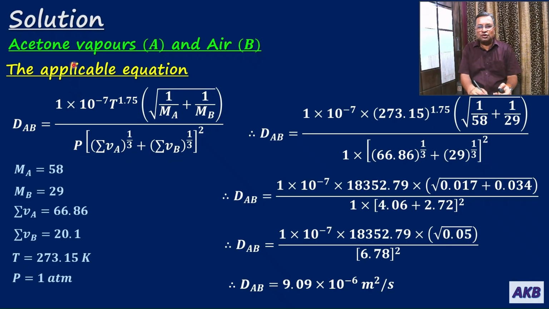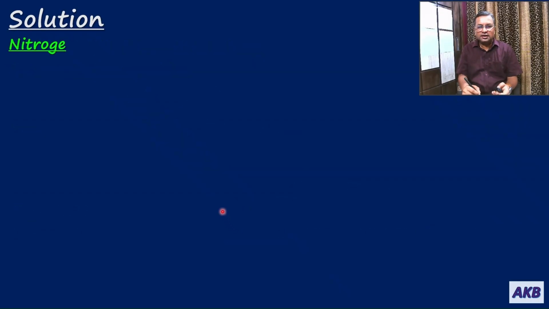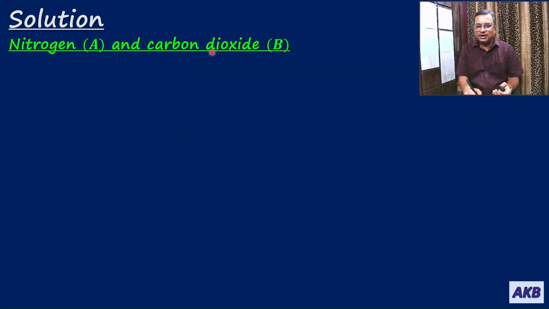Therefore, the diffusion coefficient of acetone vapors in air at STP conditions, it is 9.09 into 10 to the power minus 6 meters square per second. So in this way, we have got diffusion coefficient for the first gas mixture of acetone vapors and air. Now let us move on to the next gas mixture. Next gas mixture is nitrogen and carbon dioxide. I am going to denote nitrogen by A and carbon dioxide by B, and we are supposed to find the diffusion coefficient at 1 standard atmosphere and 25 degrees Celsius.